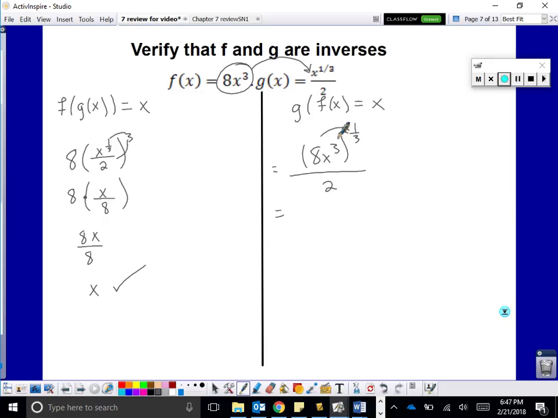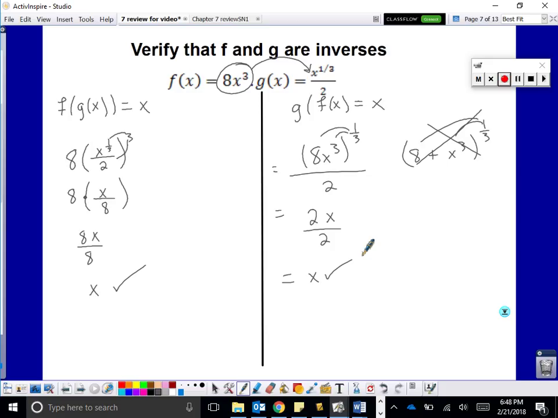So distribute my 1/3. Since these two are multiplied, I can do that. This would not be a valid move if I had this to the 1/3 power, you cannot distribute because they're adding. Okay, so just be careful of that. So when I take 8 to the 1/3, that's like cube rooting 8. That gives me 2. 3 times 1/3 is going to give me x. So I've got 2x over 2, which equals x.